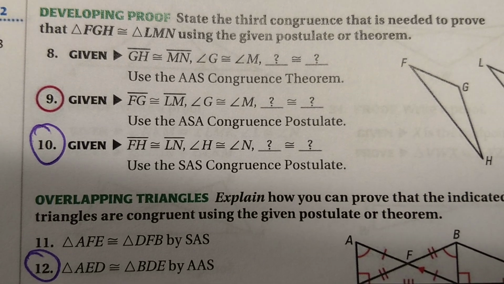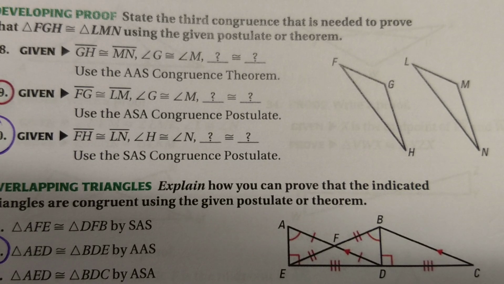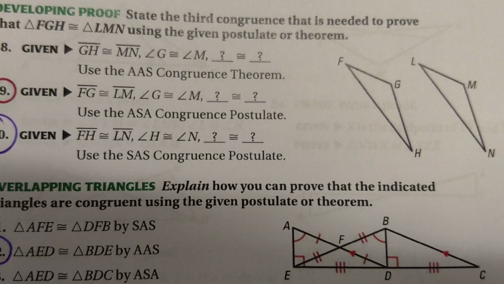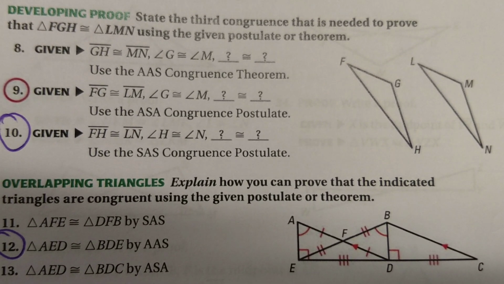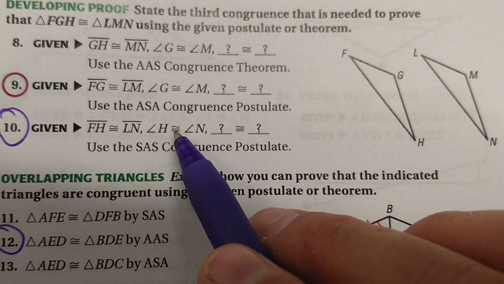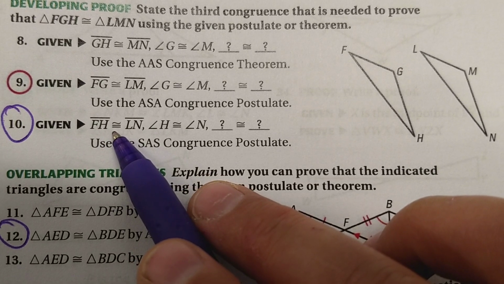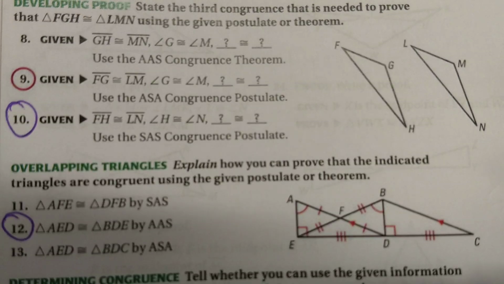10, we're given some information about the diagram to the right, those two different triangles. And the idea is we're trying to figure out what we would need to prove triangles congruent. Some of the information is there, and we're determining the last bit of information that we need. So we're given the fact that FH is congruent to LN, so let's mark those on the diagram.